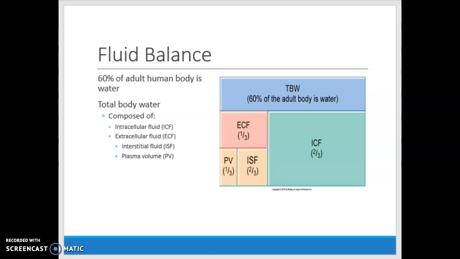The intracellular fluid, that green box there, is mostly water, and it's rich in potassium, magnesium, hydrogen phosphate, sulfate, and protein anions. The extracellular fluid, including the plasma volume and interstitial fluid, contains more sodium, chloride, bicarbonate, and calcium.